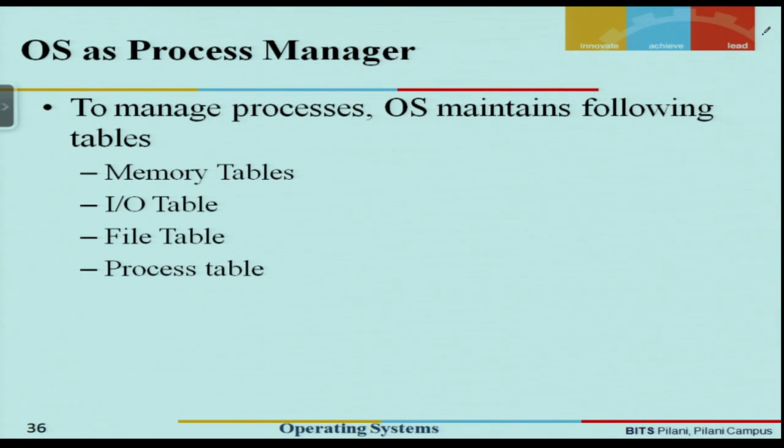So the OS as a process manager tries to maintain several tables or several control structures. It maintains predominantly 4 types of tables. One is a memory table. We will see the memory table, I/O table, file table, and process table. We will see each of them, that is, what information is contained in each table.